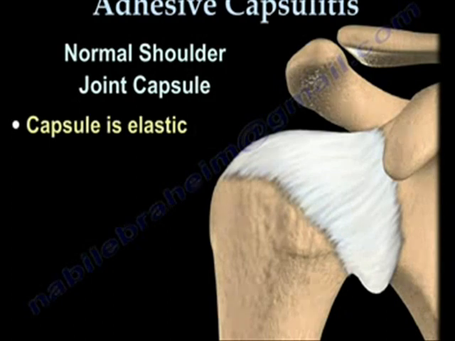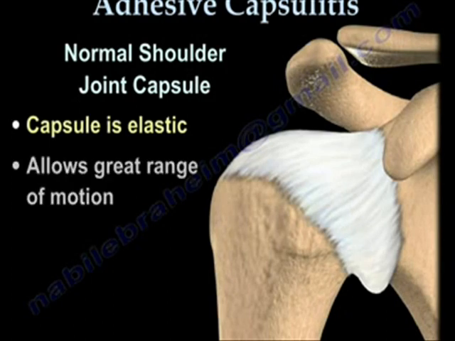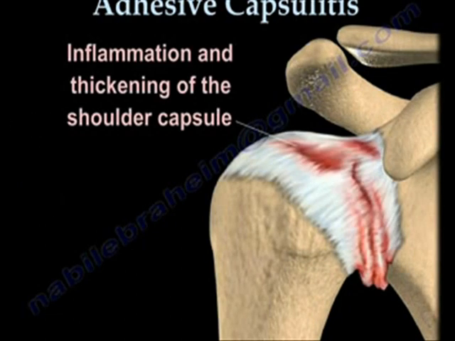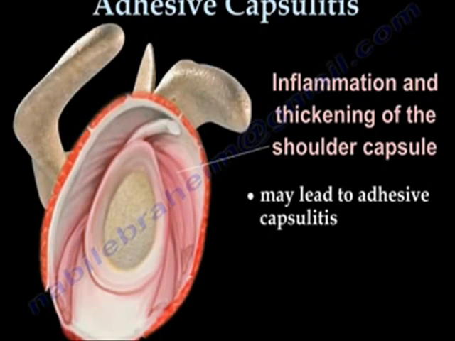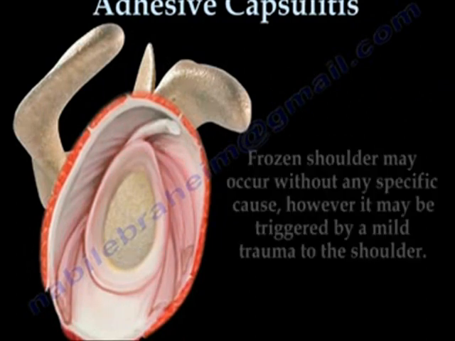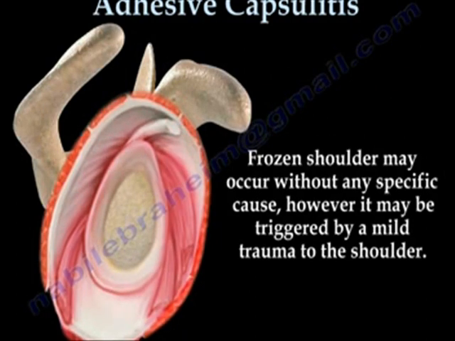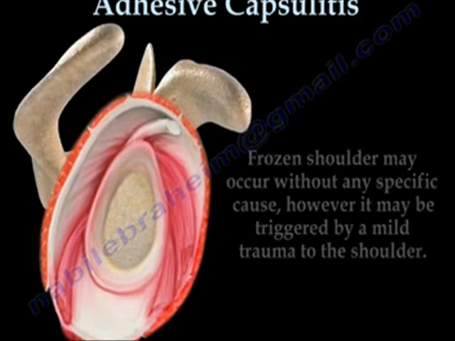The capsule is elastic. It allows a great range of motion of the shoulder. With inflammation and thickening of the capsule, the condition will lead to adhesive capsulitis. That frozen shoulder may occur without any specific cause. However, it may be triggered by a mild trauma to the shoulder.